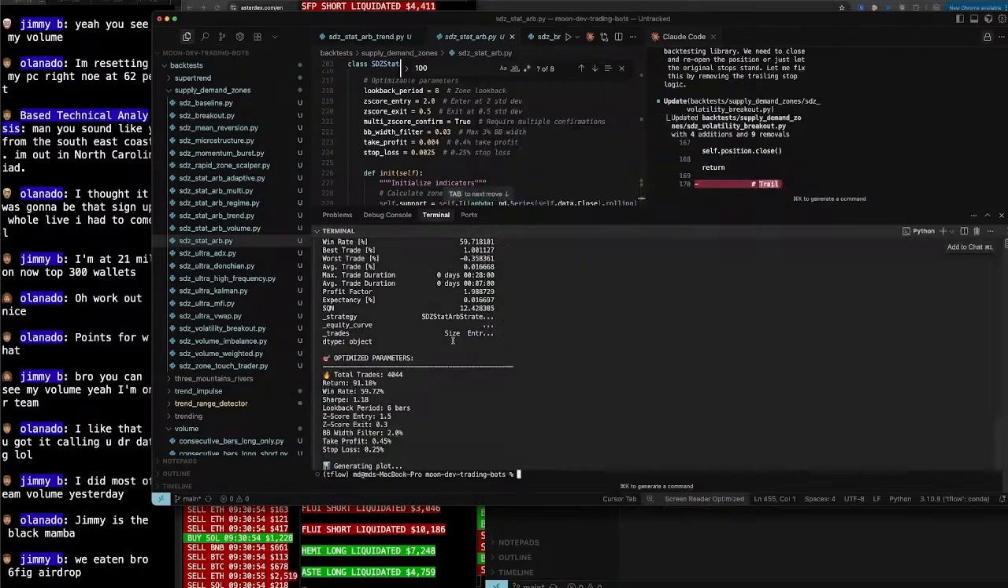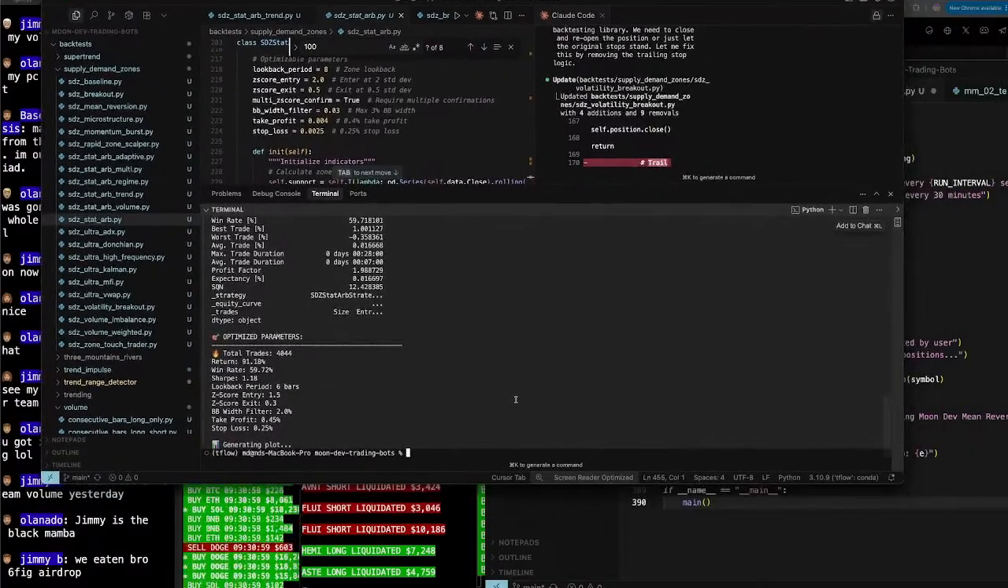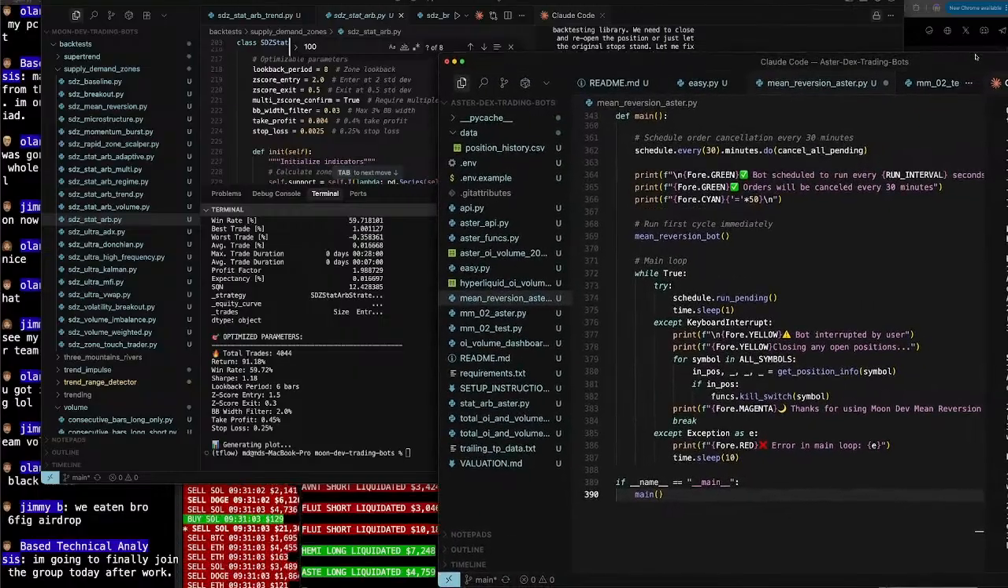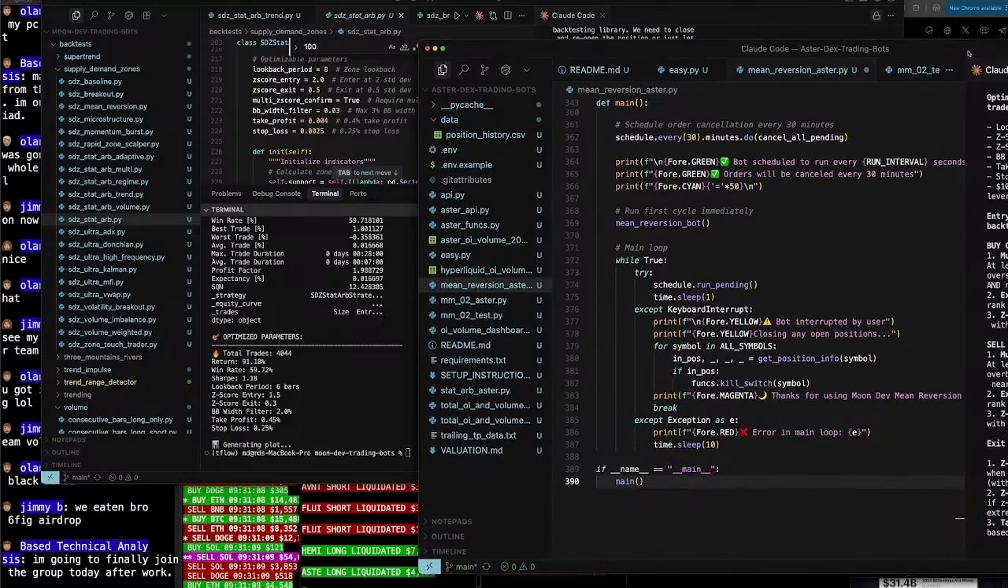We eat in 6 figs off the airdrop, bro. If we eat in 6 figs off the airdrop, we're about to go get some steaks. We're about to go to Roof Chris. Drop an op and then head to Roof Chris, dude. Let's go. I'm gonna finally join your group after work today. Nice, Based. I'll see you in there, dude.